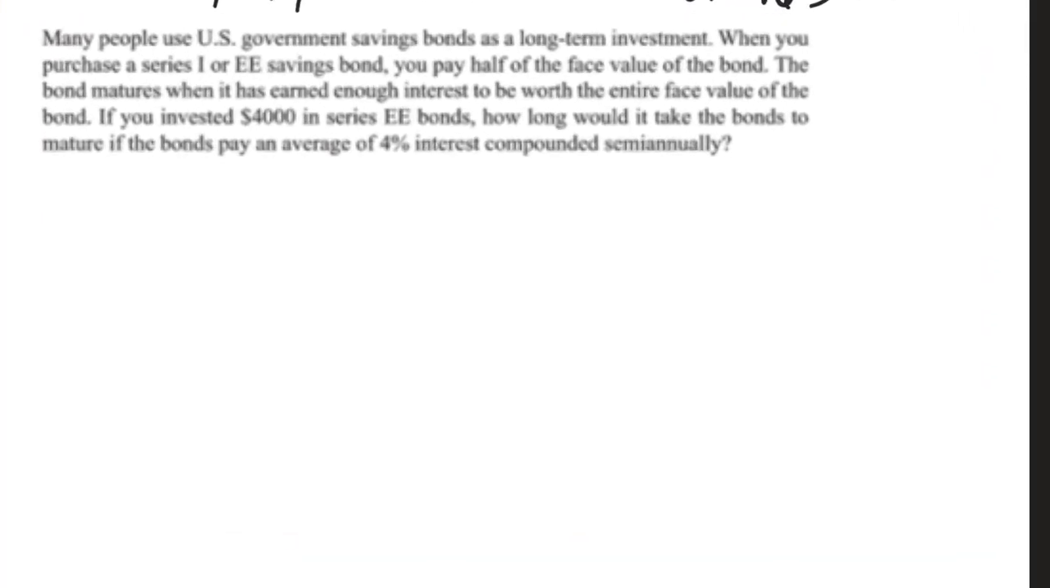Many people use U.S. government savings bonds as long-term investments. When you purchase a Series 1 or EE savings bond, you pay half of the face value of the bond, and then when it matures, it has earned enough interest to be worth the entire face value of the bond. So if you invest $4,000 in Series EE bonds, how long will it take for the bonds to mature if the bond pays an average of 4% interest compounded semi-annually?